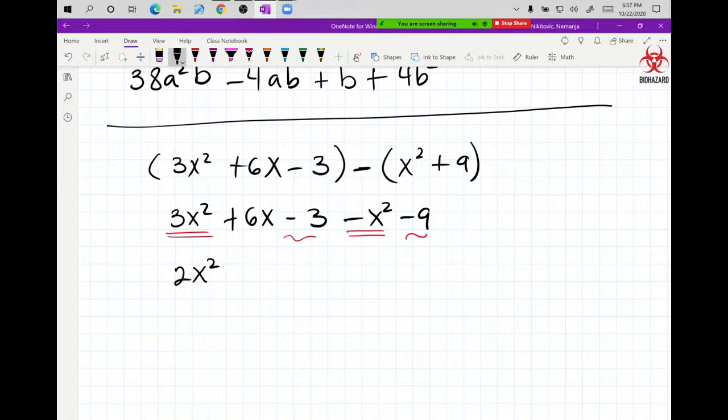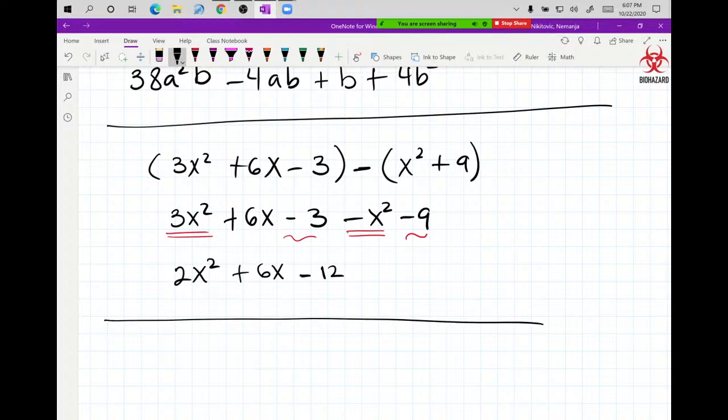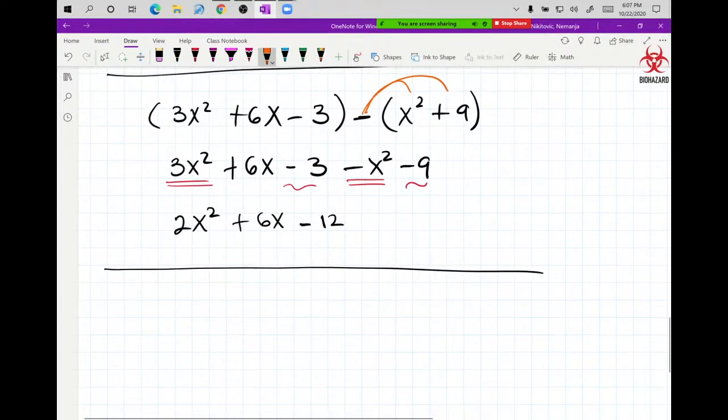This 6x has nothing to go with, so we'll just copy that. And then minus 3 minus 9 is negative 12, right? Because we make it worse. It was already bad, negative 3. And then you make it worse by subtracting another 9, gets you negative 12. So we use the same technique of like terms. The only new step was distributing the negative to each member of the parenthesis.